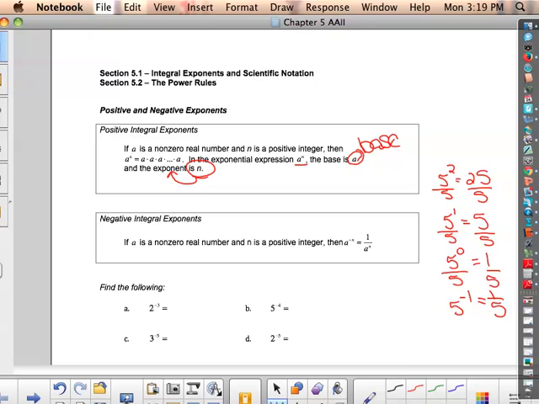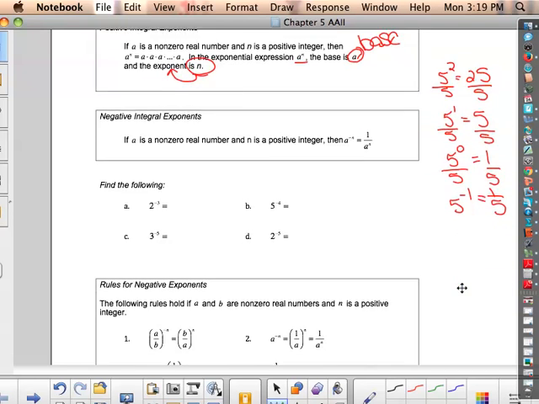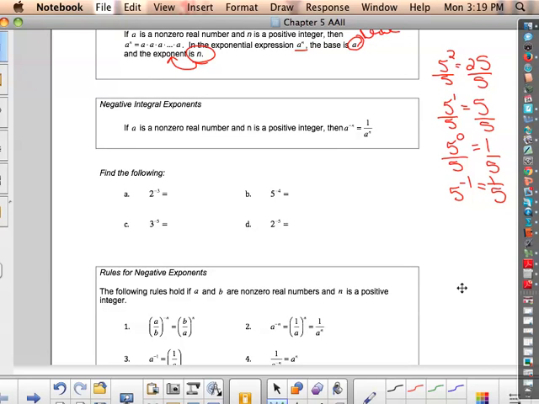So if we look at finding those negative exponent values: for A, 2 to the negative 3 becomes 1/8. B, 5 to the negative 4 becomes 1 over 625. C, 3 to the negative 5 becomes 1 over 243. And D, 2 to the negative 5 becomes 1 over 32.